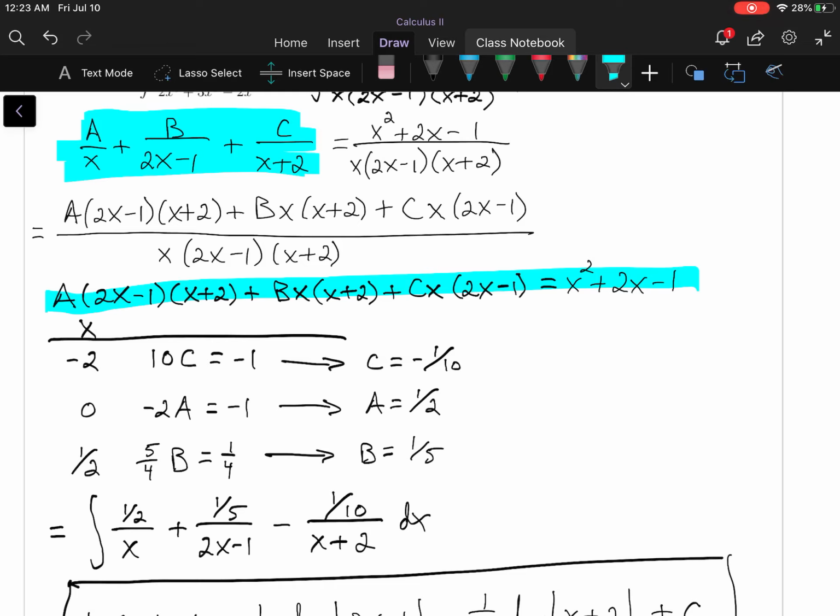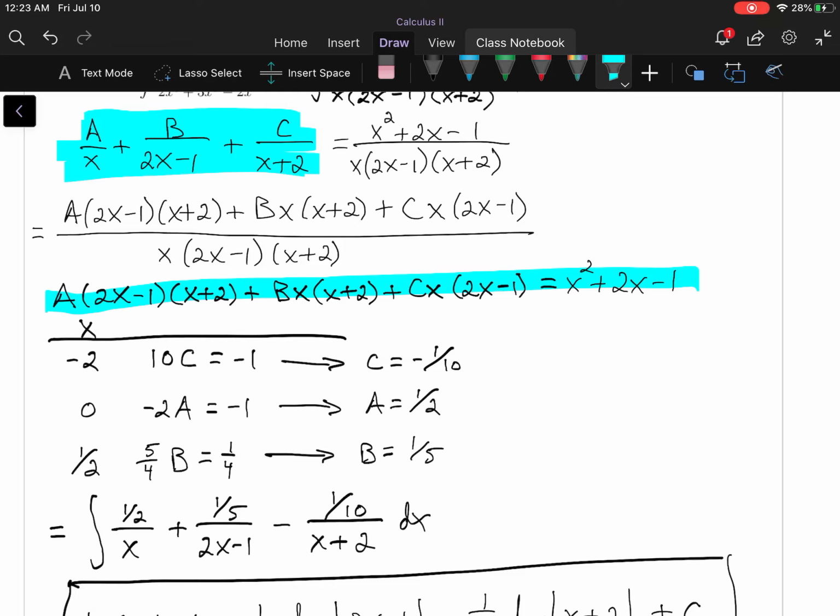When x is negative 2, on the left side, A disappears, B is multiplied by negative 2 times 0, so that disappears, and C is multiplied by negative 2 and negative 5. So negative 2 times negative 5 is 10 times C equals, on the right-hand side, when x is negative 2, you get negative 1, which means that C is negative 1/10.